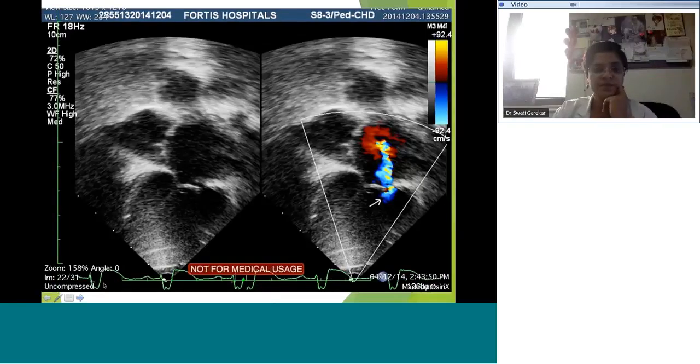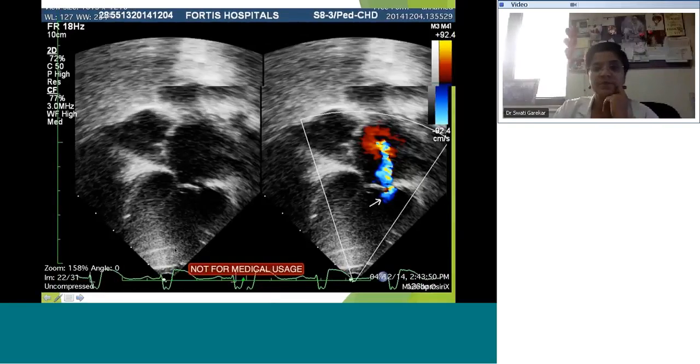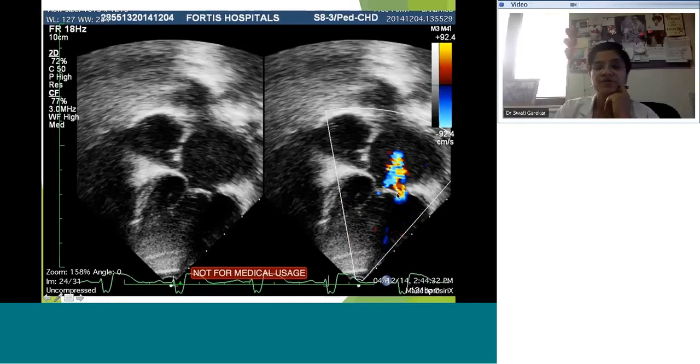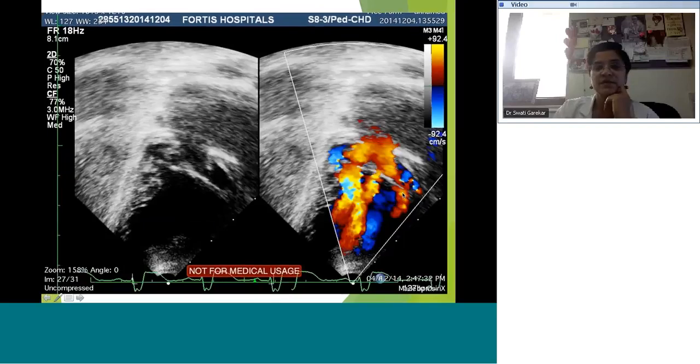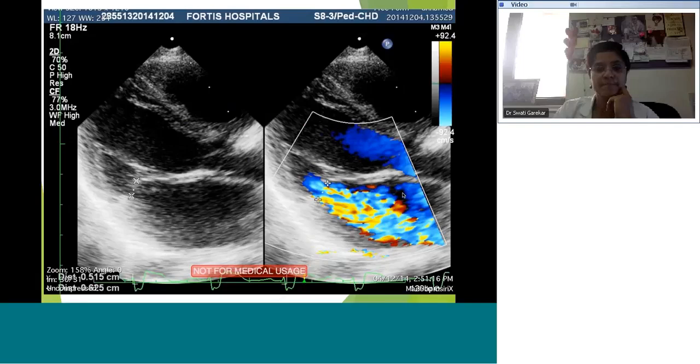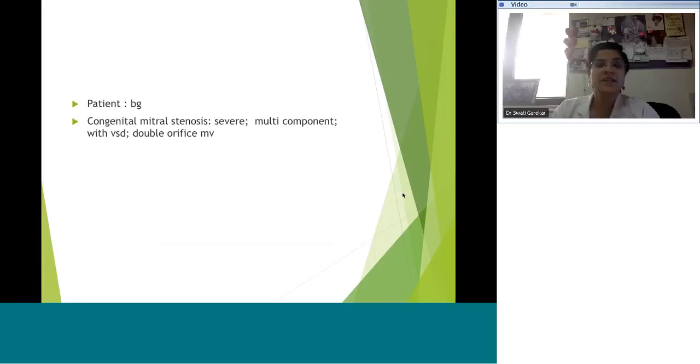So back to this patient. Here we've located the perforation, that extra thing in the posterior leaflet, and the patient had a happy ending. Let's move on to another case.